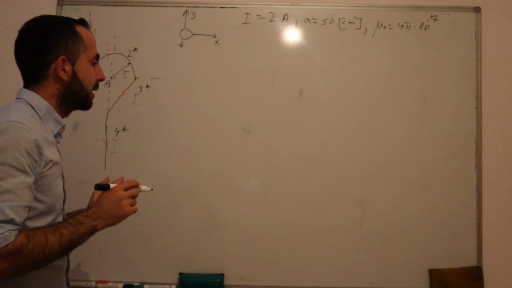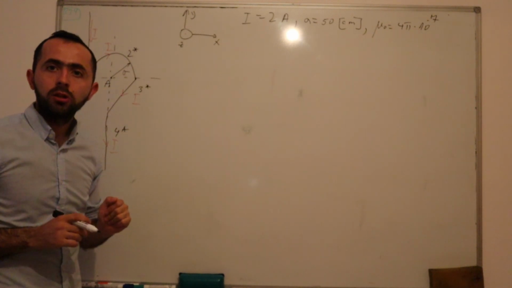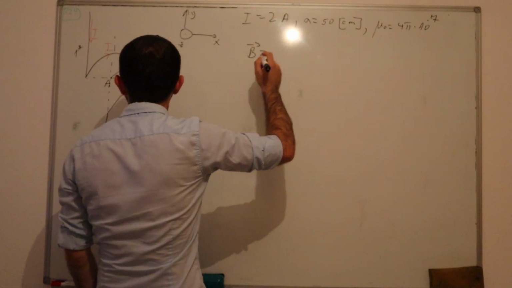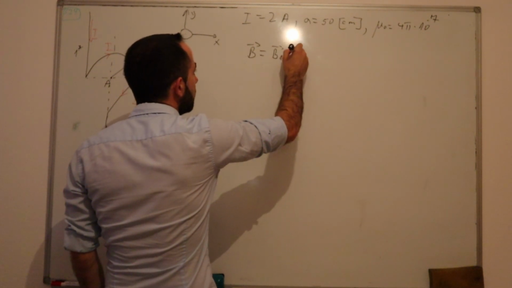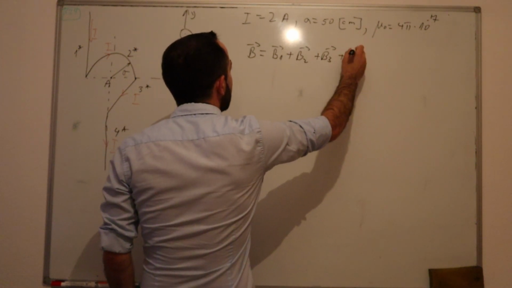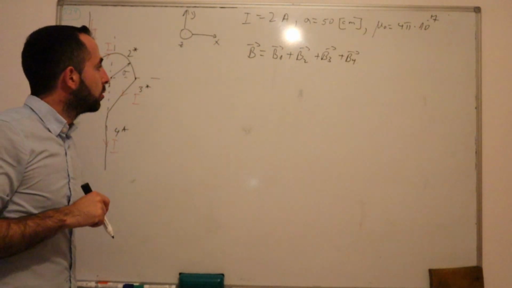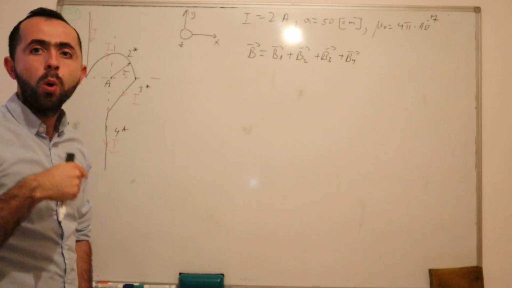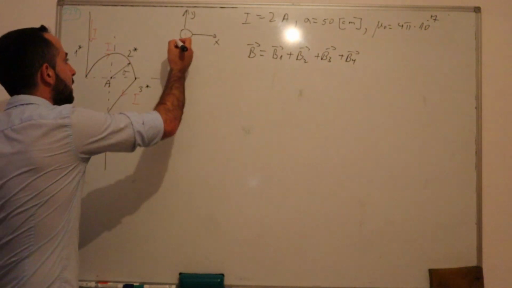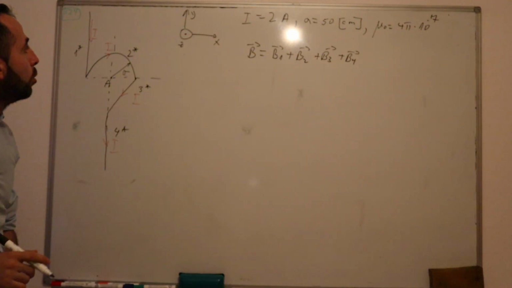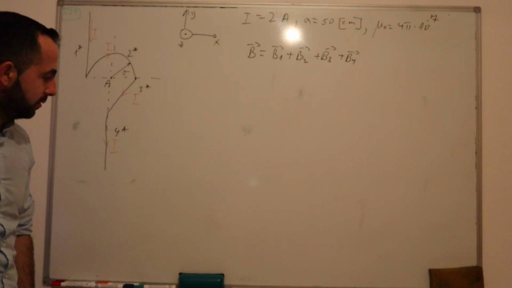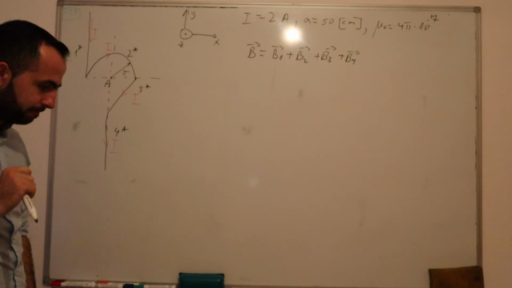So we will calculate the magnetic field of every part of the conductor, and our resultant magnetic flux density will be equal to B1 plus B2 plus B3 plus B4. It is asked to determine a vector, not only a density but a vector. So we are also given our coordinate system. We can see which part is the x, y, or z axis.